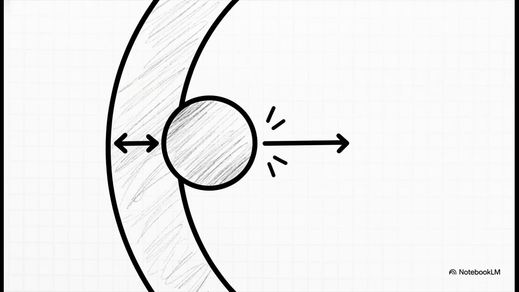But wait, hang on. Let's read the question one last time. It asks for the force the particle exerts on the wall. We found the force the wall exerts on the particle. Well, thanks to Newton's third law, we know that for every action, there's an equal and opposite reaction. The forces are a pair, so their magnitudes are exactly the same.